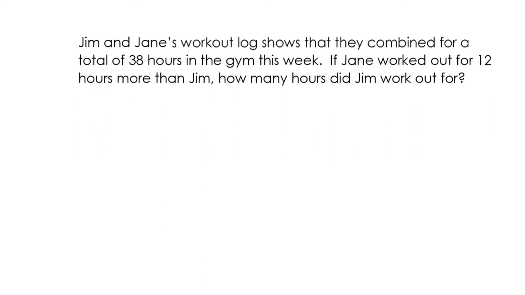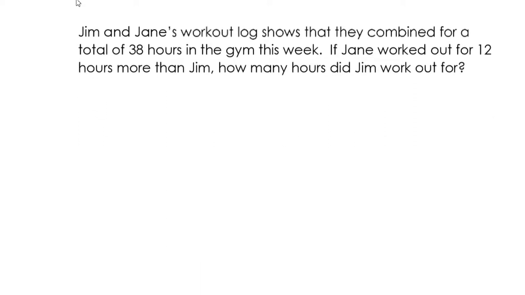Now is a great time to pause and see if you know how to do this question. So we have Jim and Jane. And Jane worked out for 12 more hours than Jim. And so the one that's not built off the others is Jim. Jane's workout is built off of Jim's. It's 12 more than Jim's.